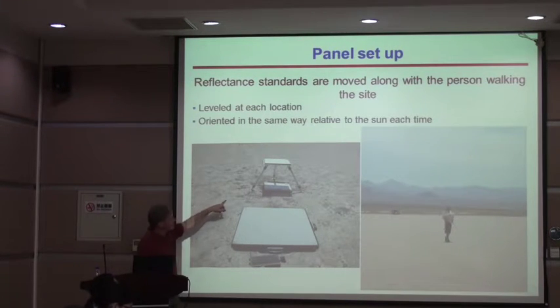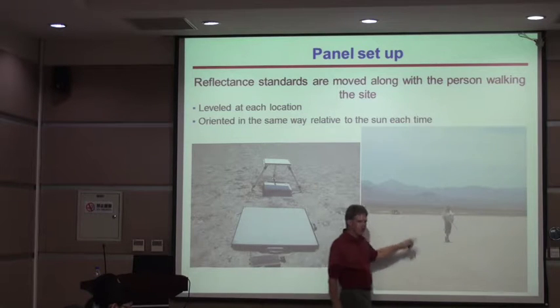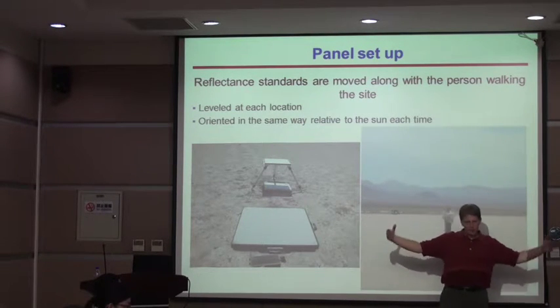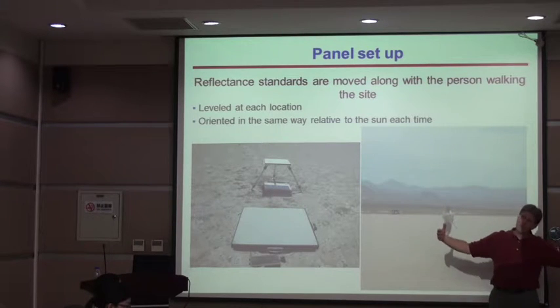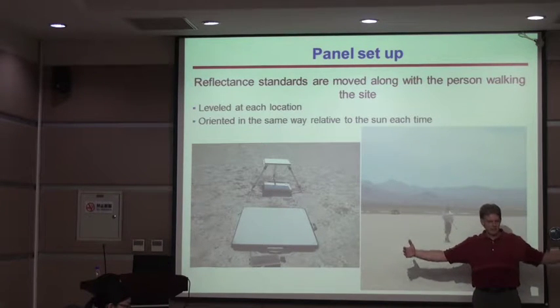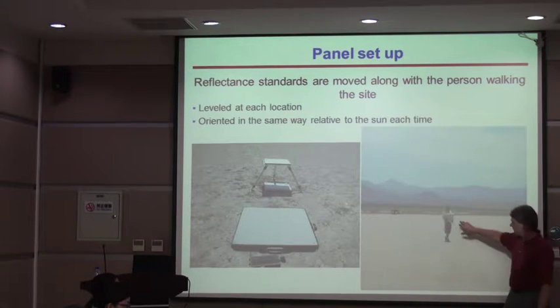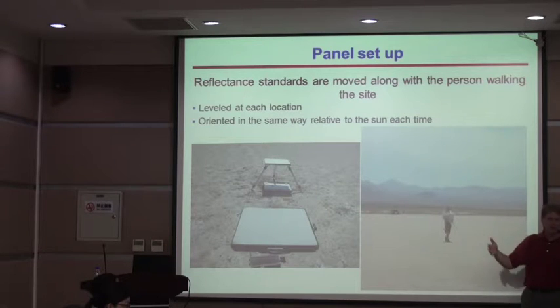So in our case, what we would do is we would move the panel with the person. So we'd be walking the site, covering in the push-broom system a 300 meter by 80 meter area. And the radiometers can change with time. So to limit the amount of change with the radiometer with time, and sky conditions and other things, we would take reference measurements periodically, about every 2 minutes.